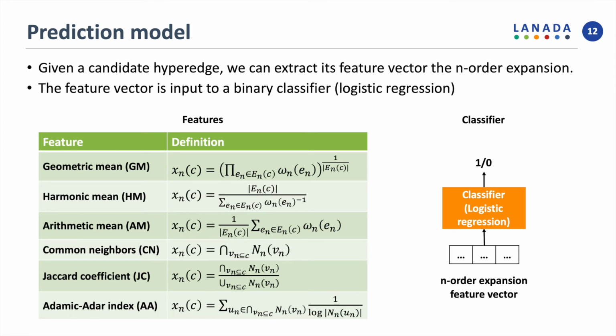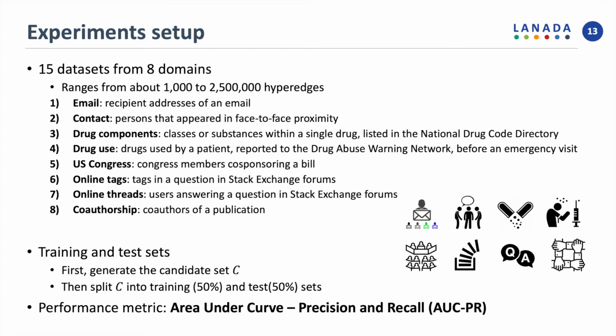Now we have the n-order expansion. We can generate a feature vector from the n-order expansion. These are the features that we used, and we input the feature vector into a binary classifier and then do a prediction. In our experiments, we use 15 datasets from 8 domains, and we use the AUC-PR as our performance metric.